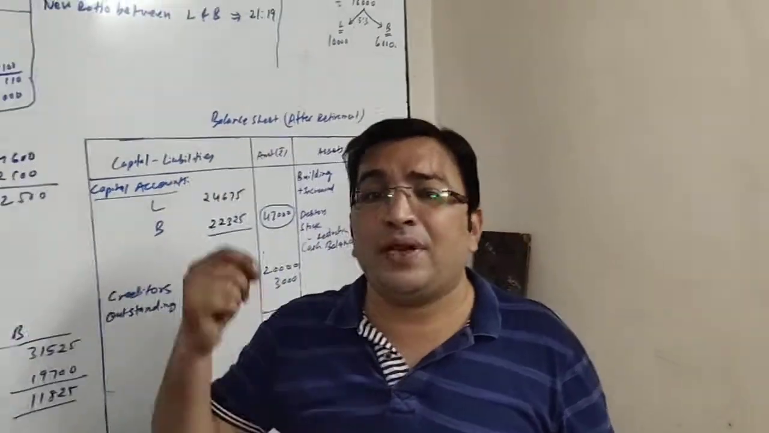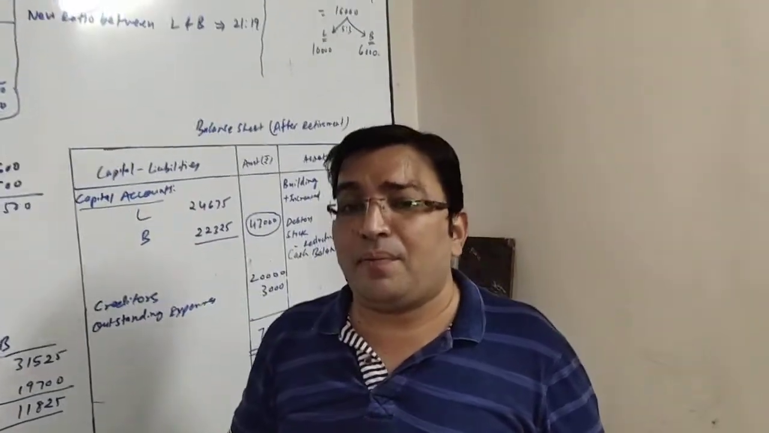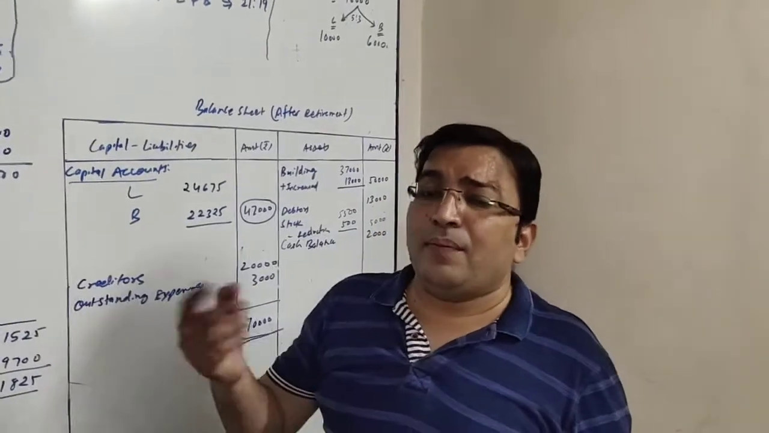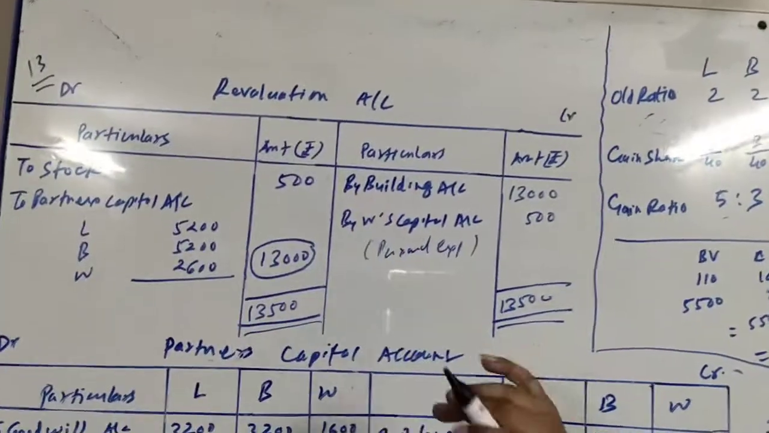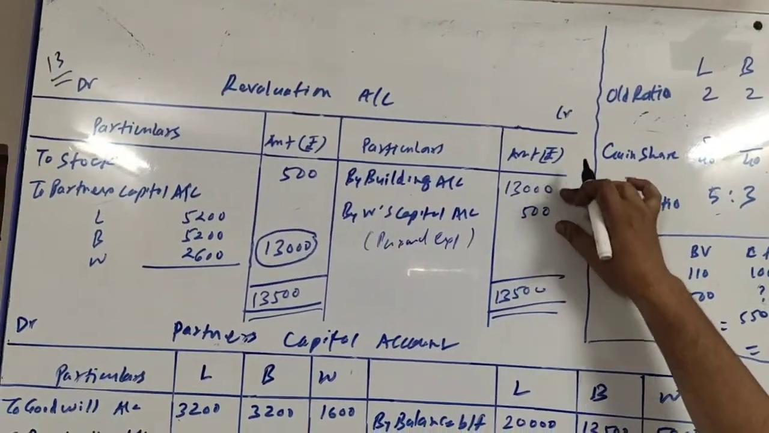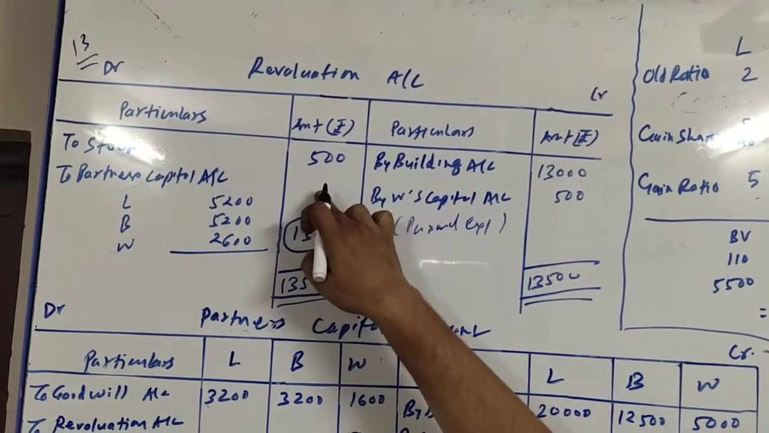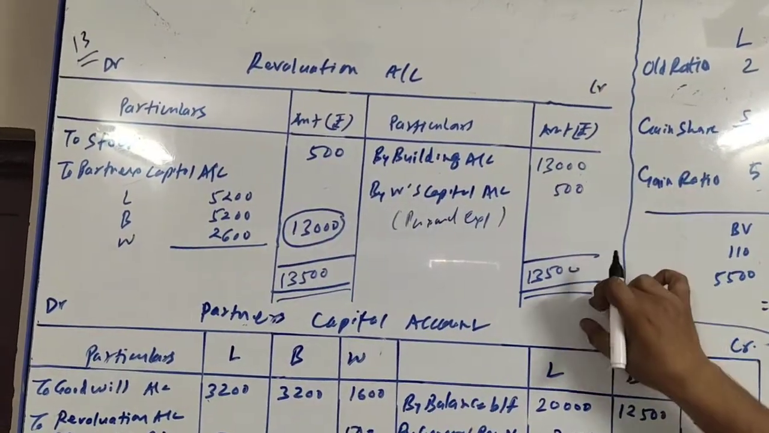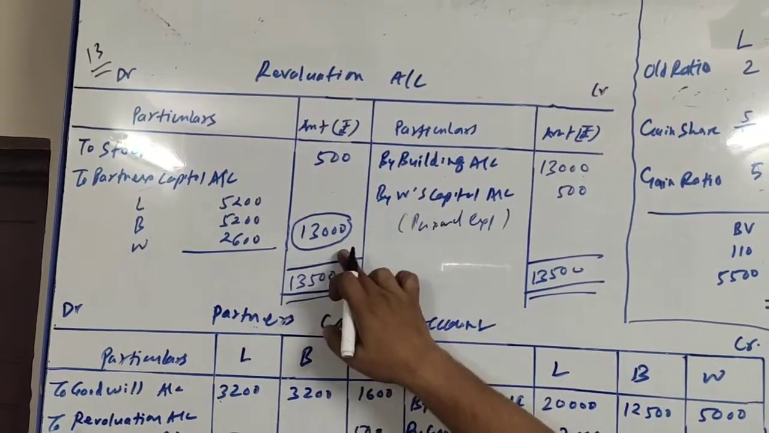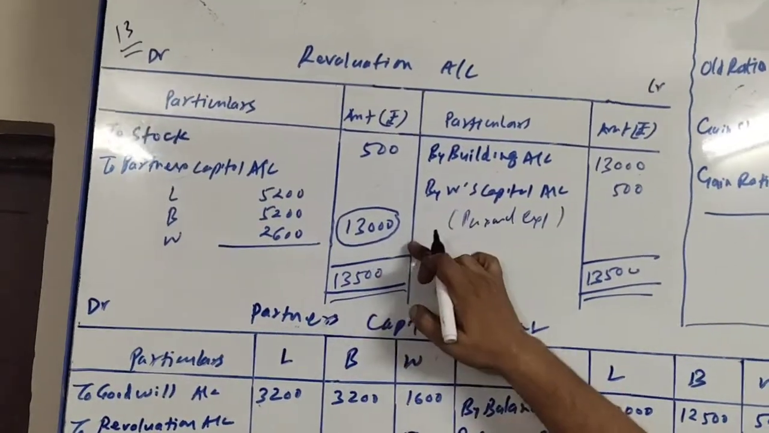But we very well know, whenever we need to give treatment for amount payable to the retiring partner, we need to close the revaluation account. So let us close the revaluation account first. In the revaluation account, two items are there on the credit side, total is 13,500, and on the debit side only one item is there, total is rupees 500. So 13,500 minus 500, the difference will be 13,000, which is profit on revaluation.